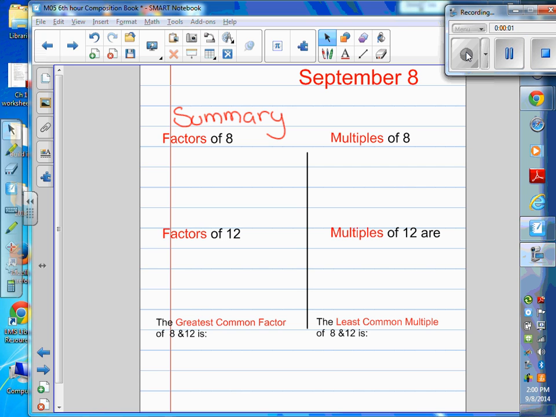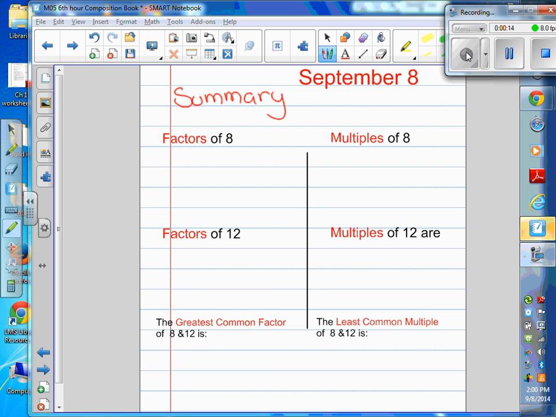The skill that we used in the Ferris wheel problem is to do a summary of the factors and multiples of 8, and our goal is to really focus on that today. Make sure when you leave today, you can find the least common multiples.